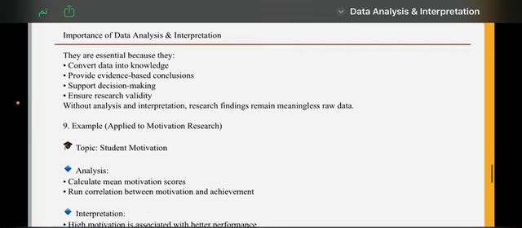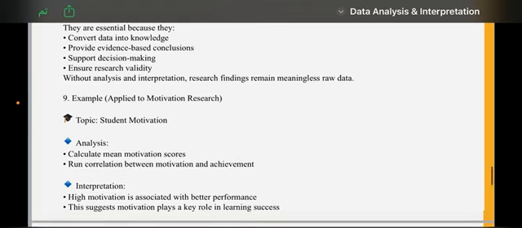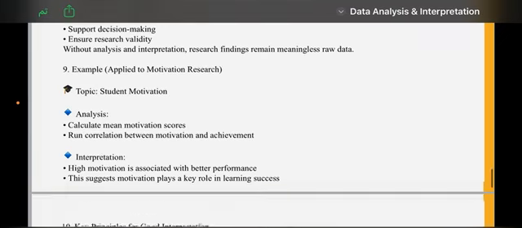We have an example applied to motivation research. The topic is student motivation. Analysis: calculate the mean motivation score, run correlation between motivation and achievement. Interpretation: high motivation is associated with better performance. This suggests motivation plays a key role in learning success.